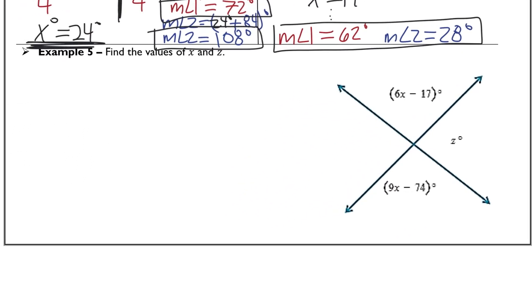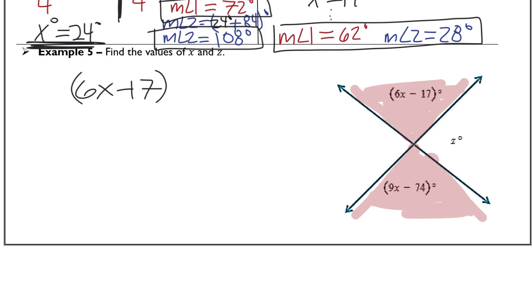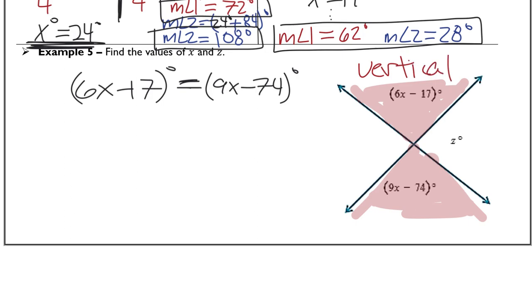Let's get into our last problem then, which is using vertical angles here. So the idea is we have two vertical angles. This angle here is going to be vertical to this angle here. So these are equal to each other. The whole idea is we're going to just say that 6x minus 17, all in degrees, is in fact equal to 9x minus 74 degrees, because these are vertical angles. If they're vertical, we know they're equal.